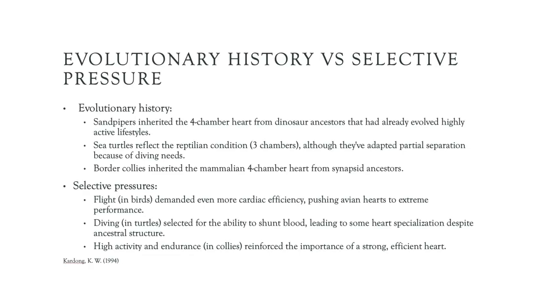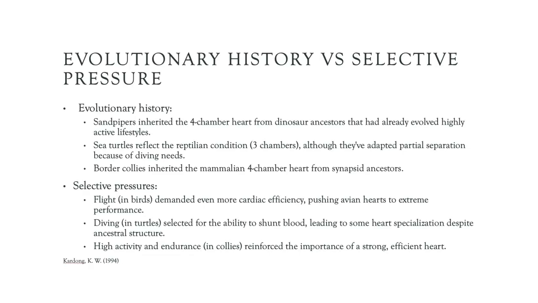Now we'll discuss the evolutionary history versus selective pressure. For the evolutionary history, sandpipers inherited the four-chambered heart from dinosaur ancestors that had already evolved highly active lifestyles. Sea turtles, on the other hand, reflect the reptilian condition, which is 3 chambers, although they've adapted partial separation because of diving needs. Border collies inherited the mammalian 4-chamber heart from synapsid ancestors.